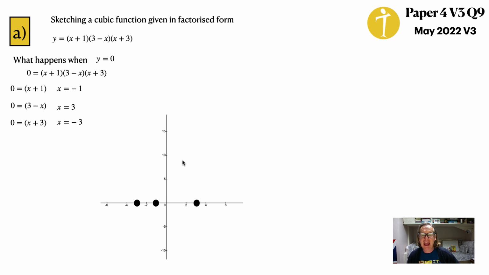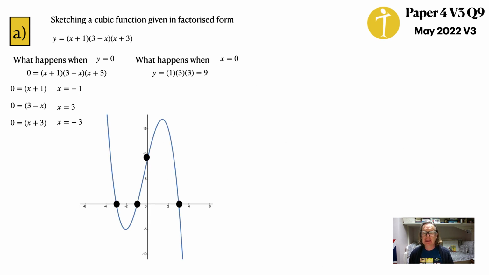So the only point I'm missing now is the y-intercept, and that's what happens when x is equal to 0. So if I now consider what happens when x equals 0, then I substitute x equals 0 into this equation, and I end up with y equals 9. And that gives me my fourth point. And for a sketch, that's all I need. Please remember that a sketch is not expected to be drawn with straight lines. It just doesn't have to be to scale. So now I have my completed sketch of this cubic function with the 3 x-intercepts and the 1 y-intercept.